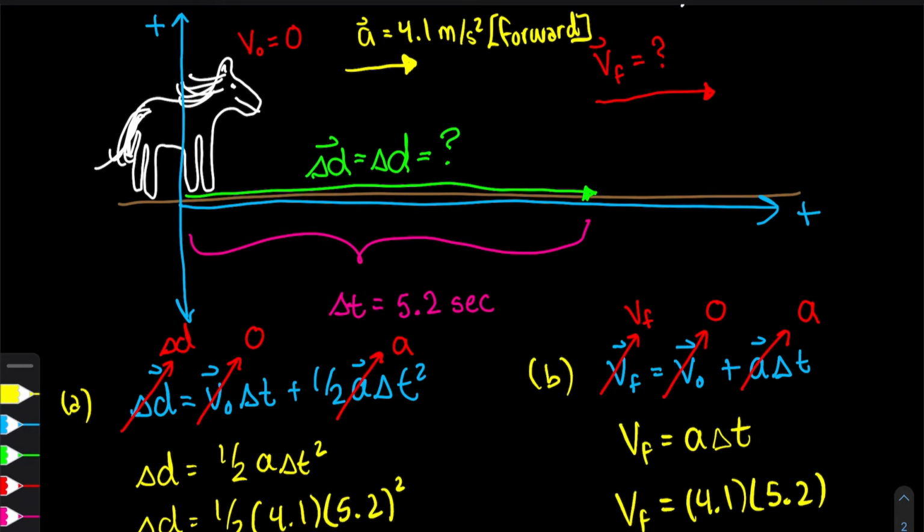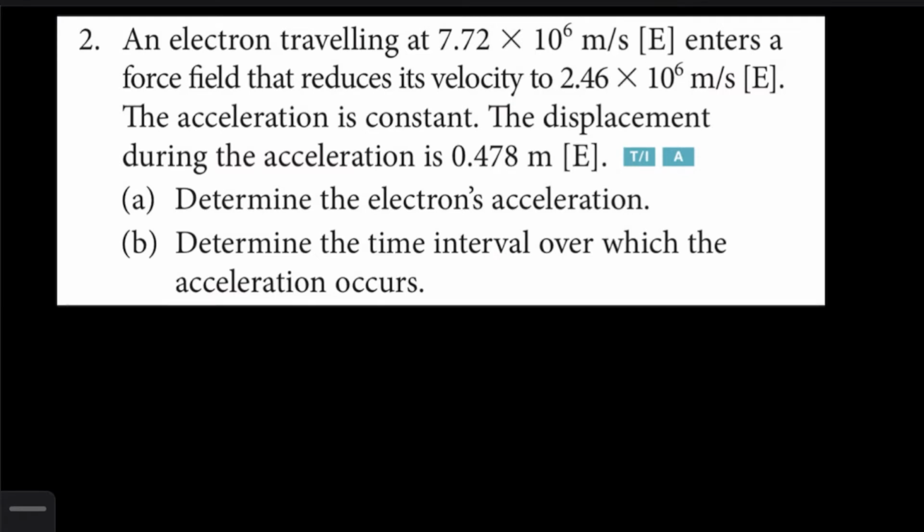So let's look at a couple more examples so that way you get reacquainted with kinematics from grade 11. Looking at question number 2 now, we have an electron traveling at 7.72 times 10 to the power 6 meters per second east enters a force field that reduces its velocity to 2.46 times 10 to the power 6 meters per second east. The acceleration is constant. The displacement during the acceleration is 0.478 meters east. They want us to determine the electron's acceleration and to determine the time interval over which the acceleration occurs.